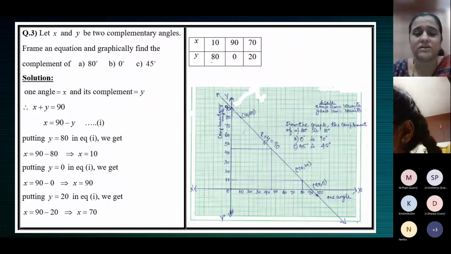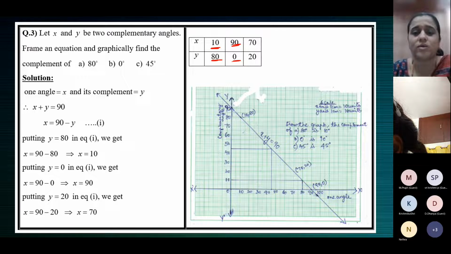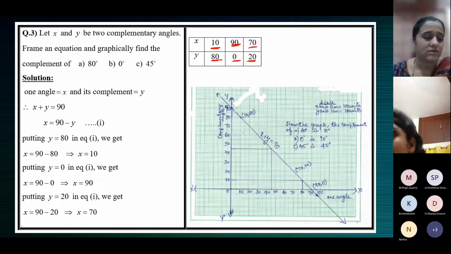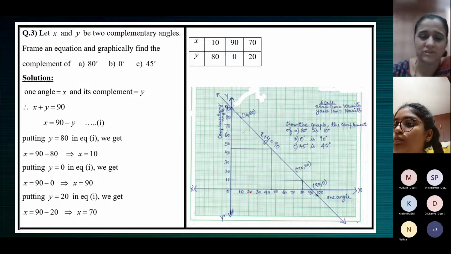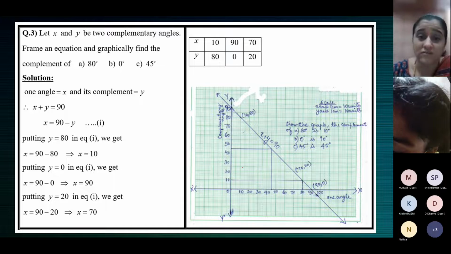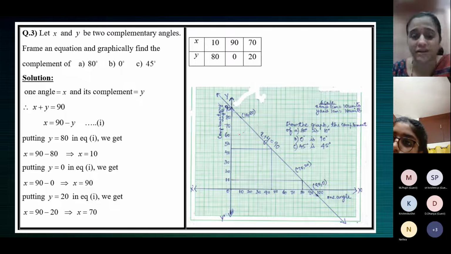Like when y is 80 degrees, its complement is 10 degrees. When y is 0 degrees, its complement is 90 degrees. When y is 20, its complement is 70, like that. The table is meaningful. So don't take 1, 2, 3, 4, because it will be very clumsy to plot. Since our scale is 1 centimeter to 10 units, it will be difficult to get an accurate graph line. So we'll take multiples of 10.